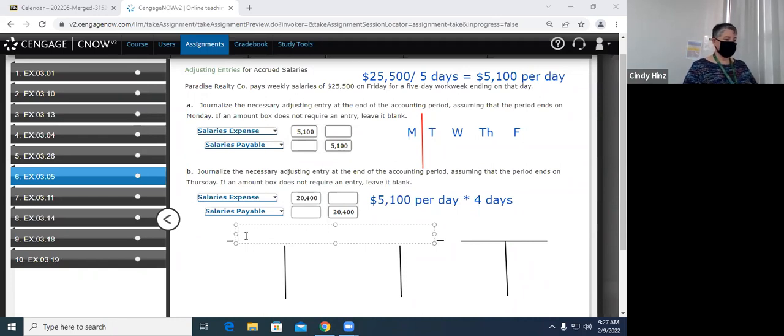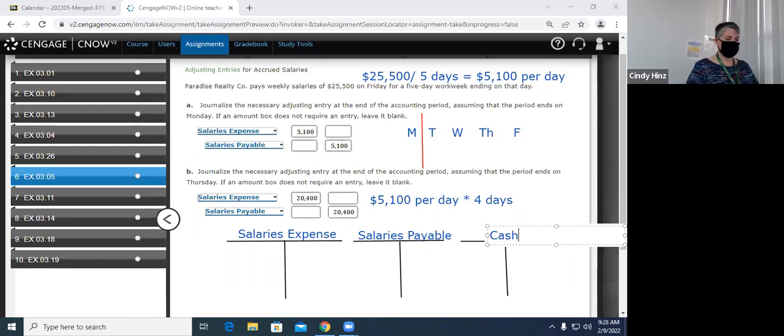But for the sake of this exercise, what I'm trying to show you, what's important is that the salaries expense is a temporary account. And so it's not going to carry its balance forward. And the salaries payable is a permanent account. So whatever's in there is going to carry forward. And I'll use part B to show you how this works.